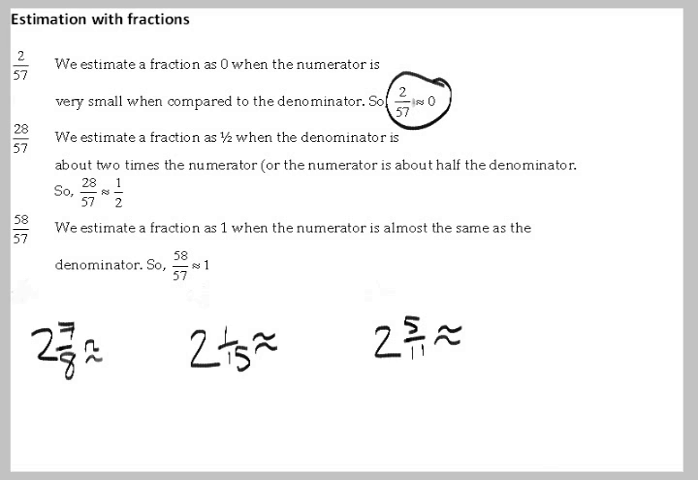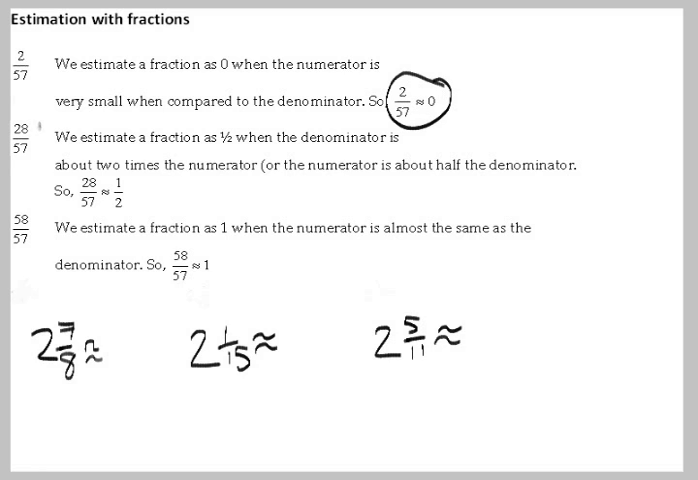If we think about it, if we have a big cake and it was originally divided into 57 pieces, if we only have 2 of those pieces, we have a very, very tiny part of that cake. Almost nothing. The cake is almost completely gone. So we can say this is about 0.